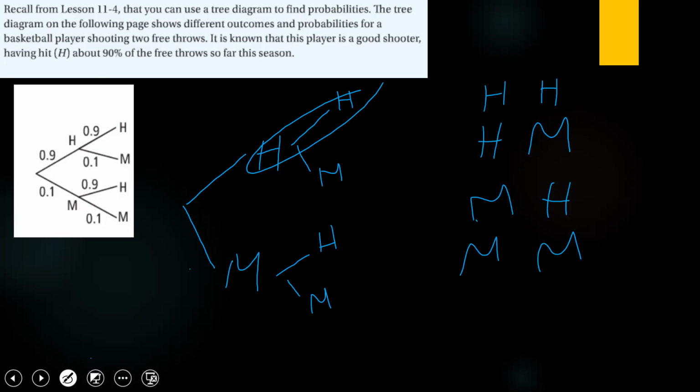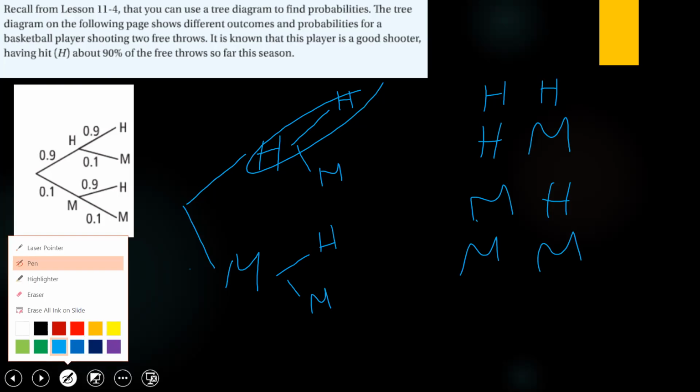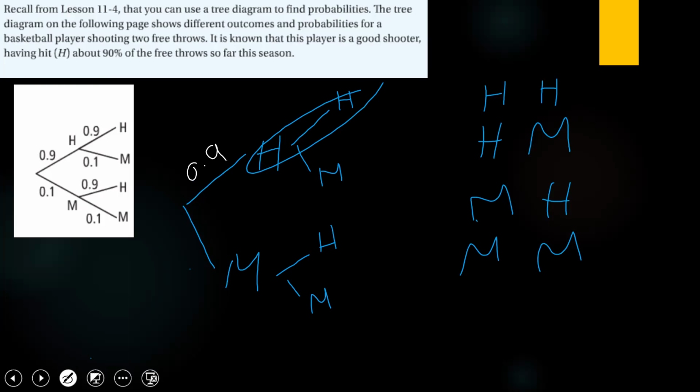What does it mean? Here now, they told me that this player is a good shooter, so he hits about 90%. That means the probability of a hit is 0.9. So the probability of a miss will be 0.1, because as I told you, the summation of them must be 1. And also, since we have a fixed constant probability, it will be repeated: 0.9 hit, 0.1 miss, 0.9 hit, 0.1 miss.